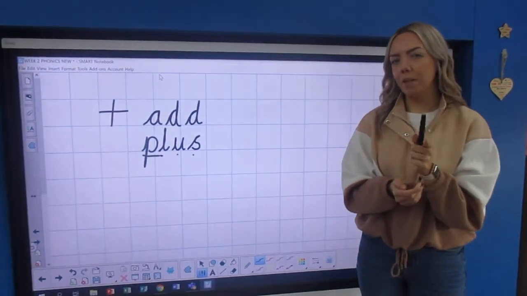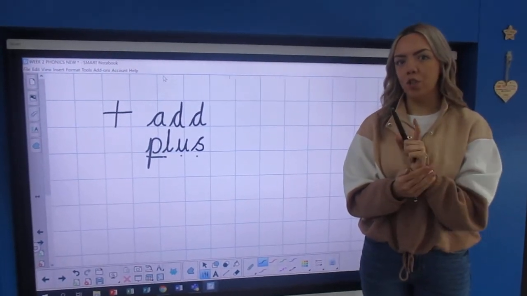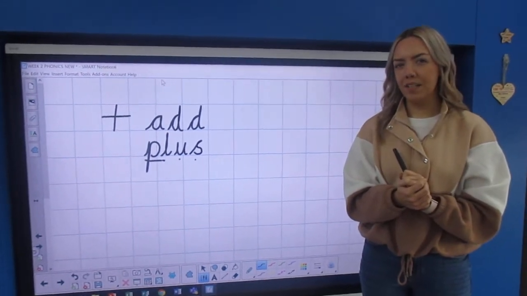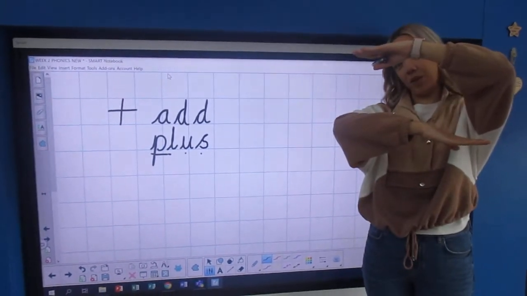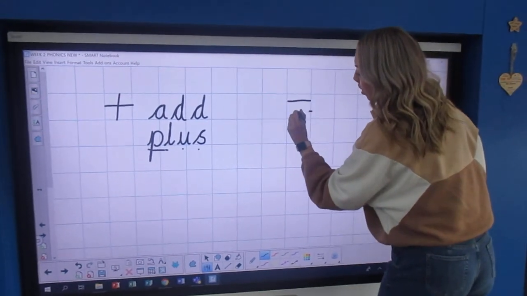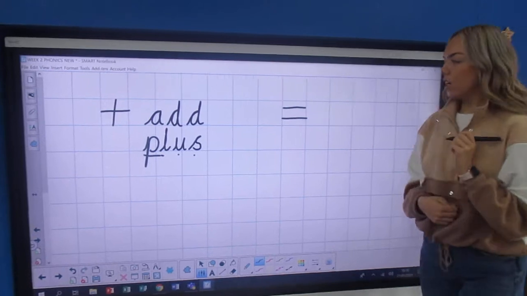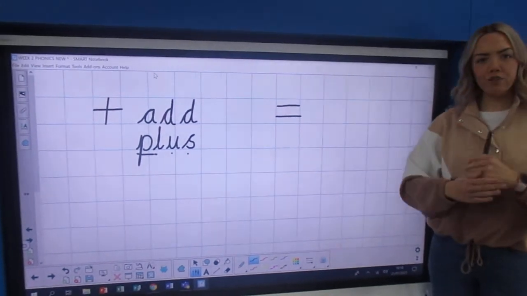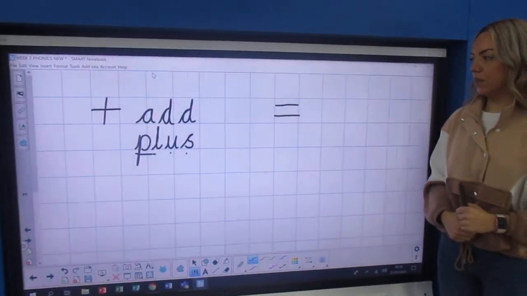So let's move on then to the second symbol which we might find in a number sentence. And this one means all together or the total. Which one is it? Have a go. It's equals. Let's write it on our whiteboard. Remember it's two straight lines underneath each other like train tracks, equals, okay?